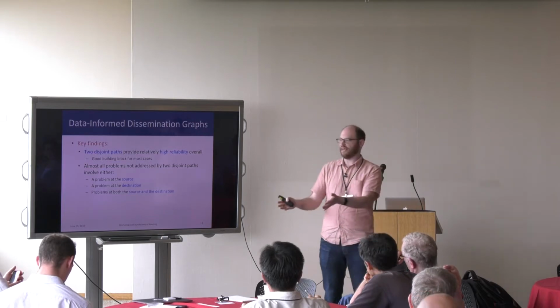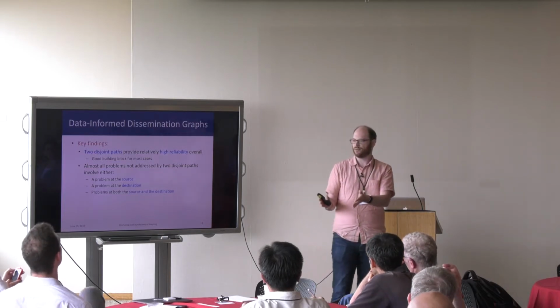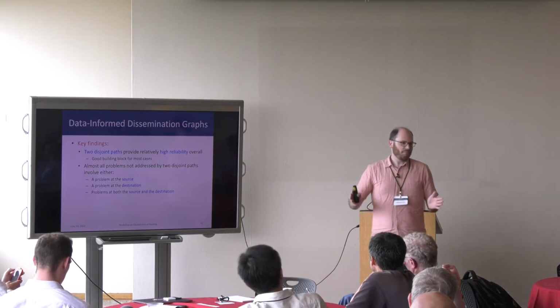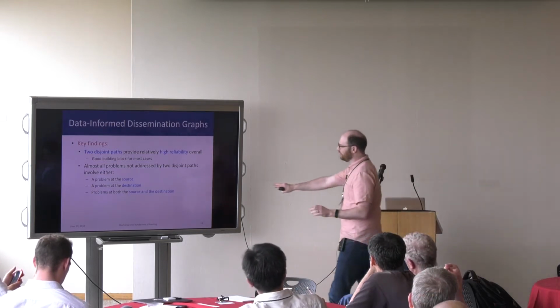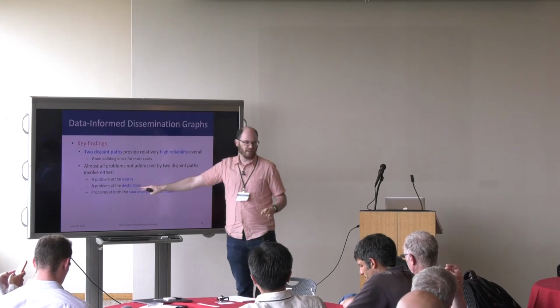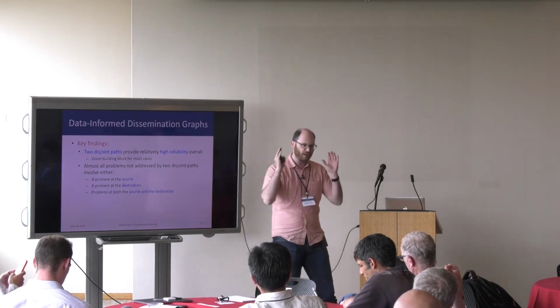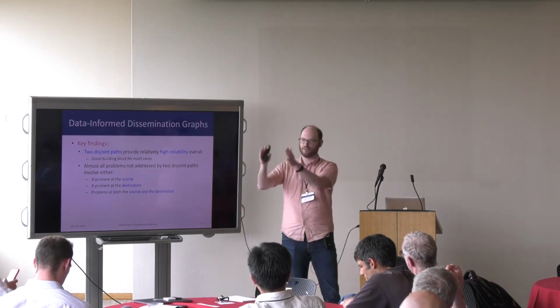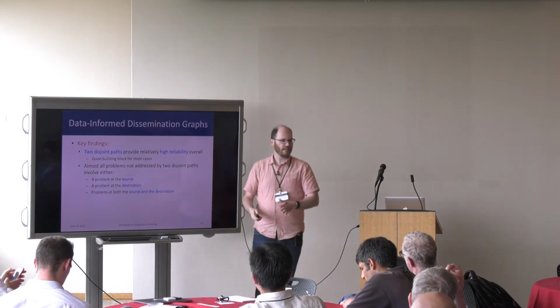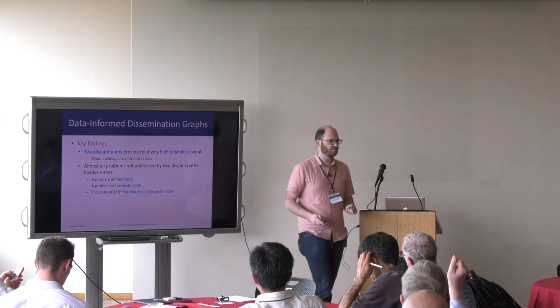Maybe that's because our network only had 20 nodes in it, and there is no such thing as the middle of the network when you only have 20 nodes. But OK, what we saw is that there's these weird things, we don't even know how to characterize them, but just crazy things at the source, crazy things at the sink, crazy things at both. And that's when two disjoint paths doesn't work.